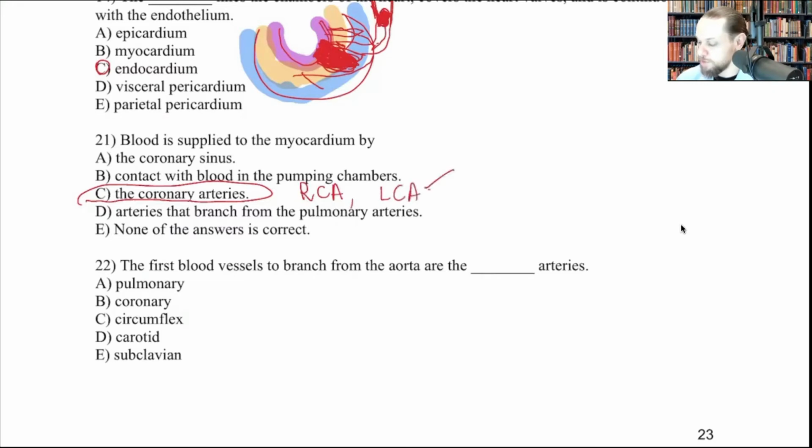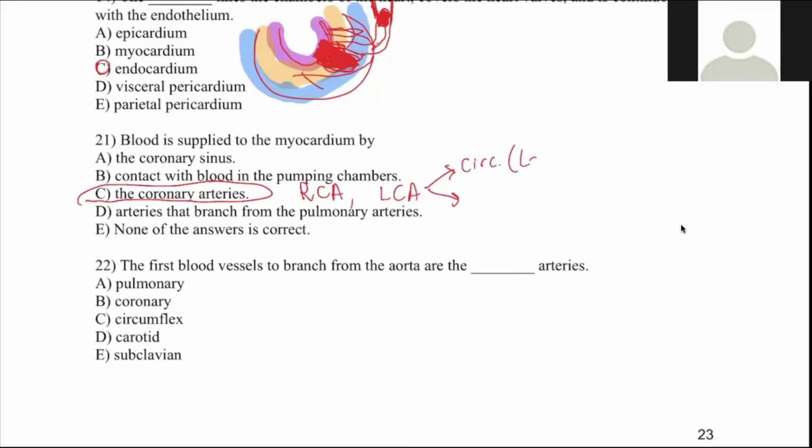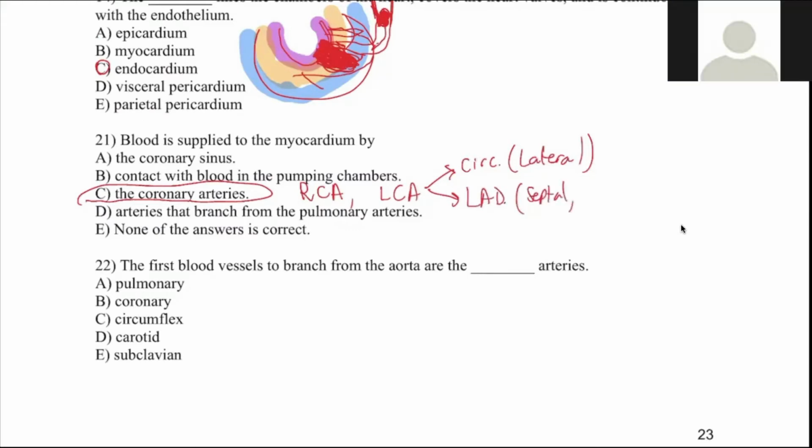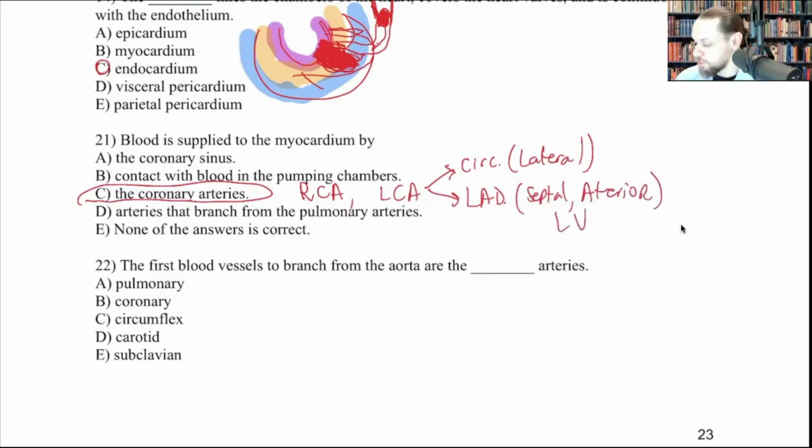But the left has two subdivisions. The left coronary artery gives the circumflex, which feeds the lateral side of the heart. And then you have the left anterior descending, which feeds the septal wall. It feeds the anterior wall of the left ventricle.